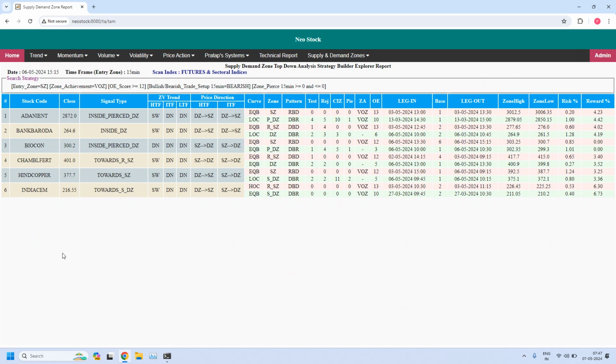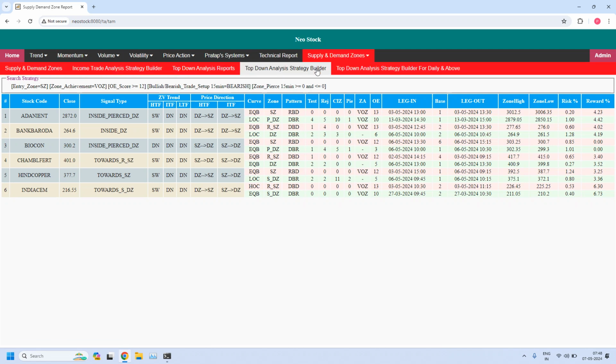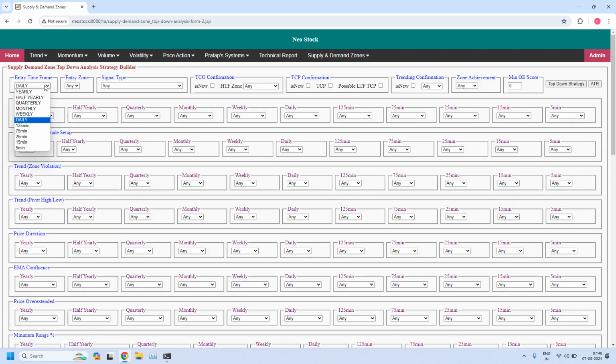Now let us generate bullish and bearish trade setup for hourly income trade. For hourly income trade, entry time frame is 5 minutes. First we are generating bullish trade setup, entry zone is demand zone. And also in bullish or bearish trade setup parameter, this time in 5 minutes time frame, I am selecting bullish, and let us set the 3 filters.